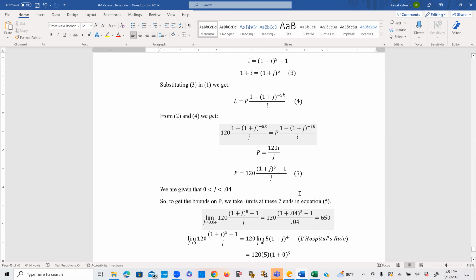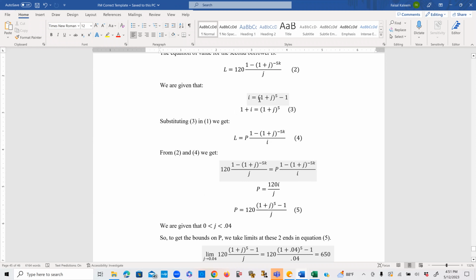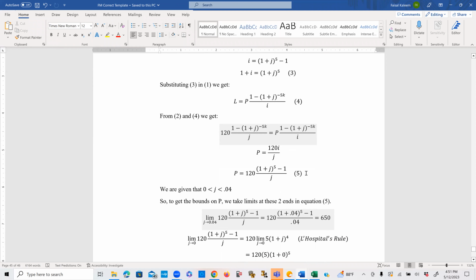And now we replace the i back with what was given. i was (1 plus j) to the 5 minus 1. And so this equation becomes p is equal to 120 times ((1 plus j) to the 5 minus 1) over j. And the reason we did that is that we are now going to use the condition that's given on j.